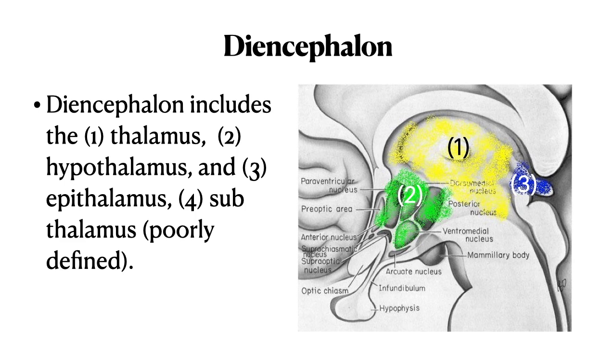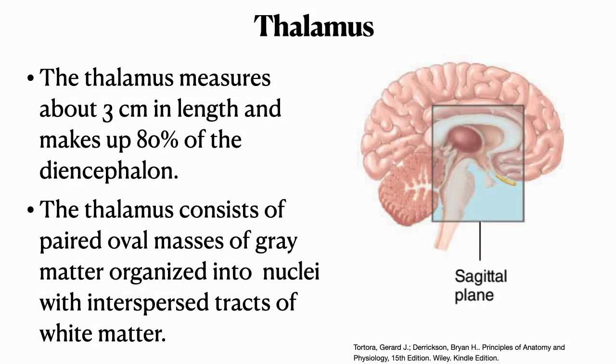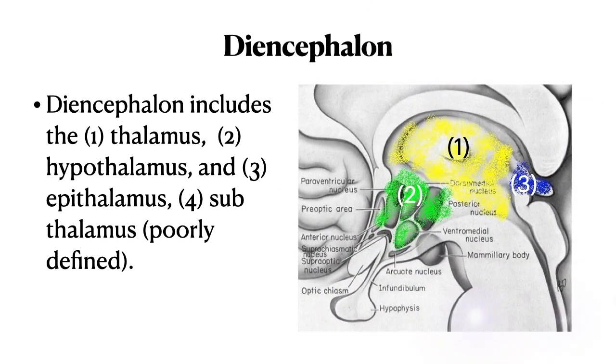The biggest component is the thalamus, which is indicated by the yellow print. That's number one. Number two, in green, indicates the location of the hypothalamus. Number three, the blue area, indicates the area of the epithalamus. The subthalamus is an area that we don't understand fully, so the area of the subthalamus is poorly defined.